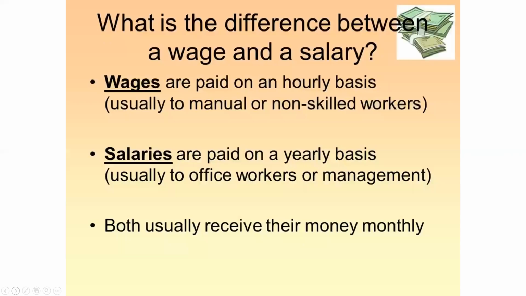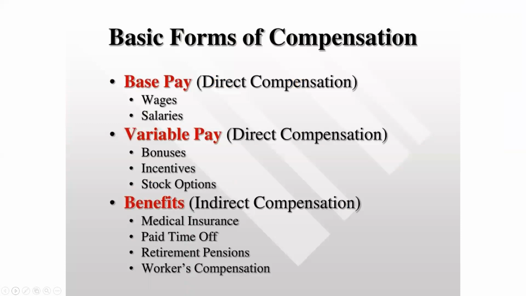Let's move on to understand the other differences. Wages are paid on an hourly basis, usually to manual or non-skilled workers. Salaries are paid on a monthly basis and accumulated for 12 months, usually to office workers or management. Both usually receive their monthly money as their compensation. Let's move on to forms of compensation.